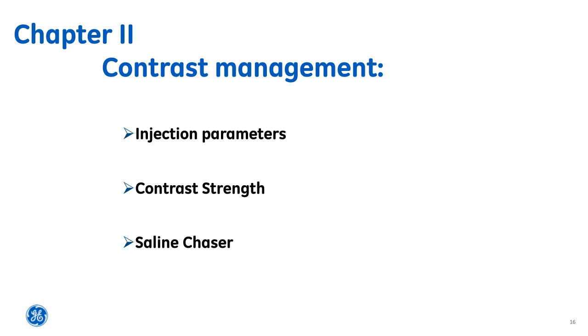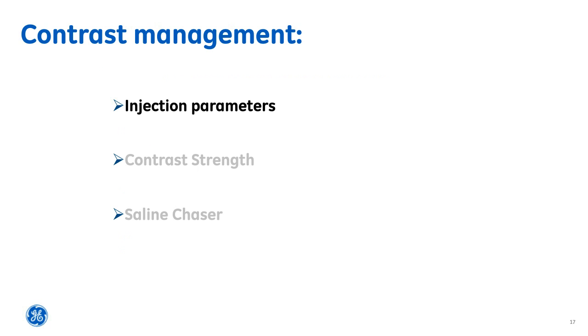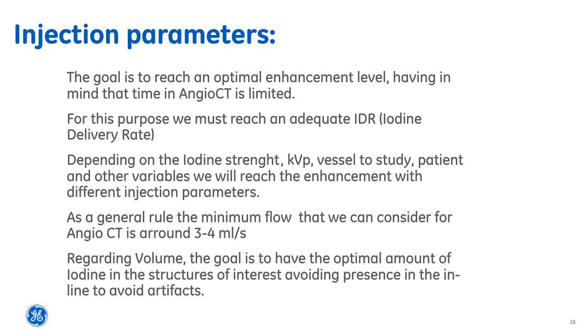So what we're going to look at now is contrast management. So we're going to look at our injection parameters, the strength of the contrast that we use, and whether or not we use a saline chaser. So our main objective is to reach the optimal enhancement level. What we have to bear in mind though is that if we're doing an angio, the time is limited because what we're wanting to image is the arterial phase.